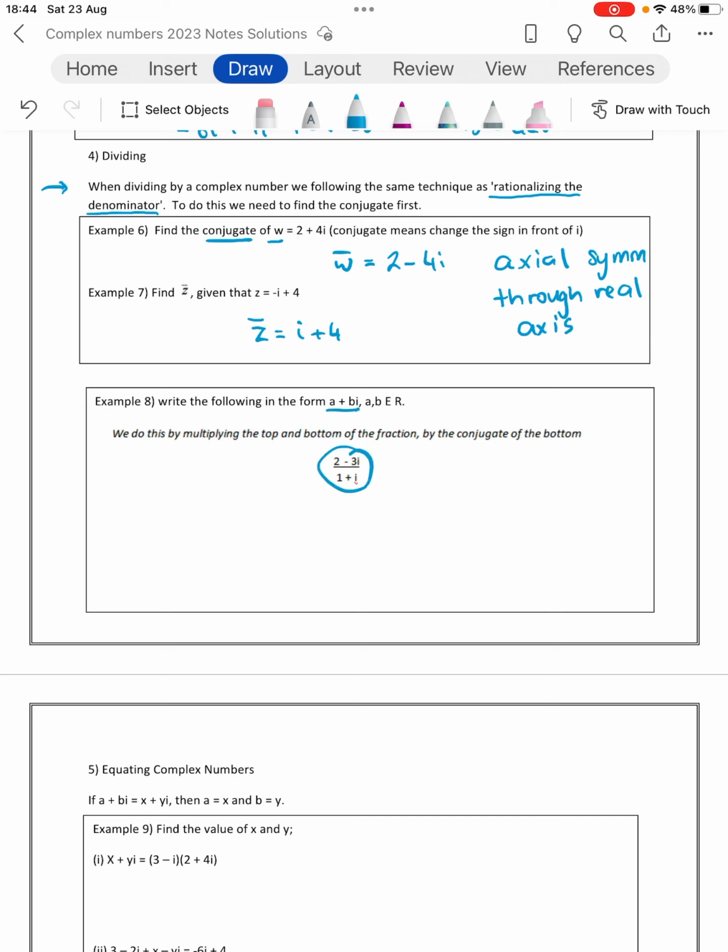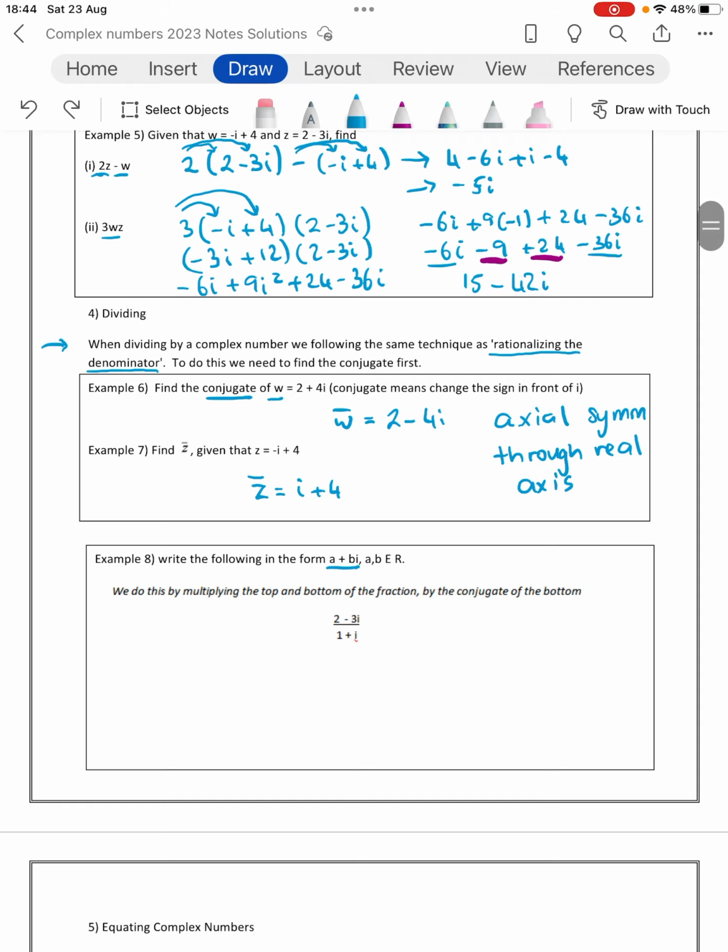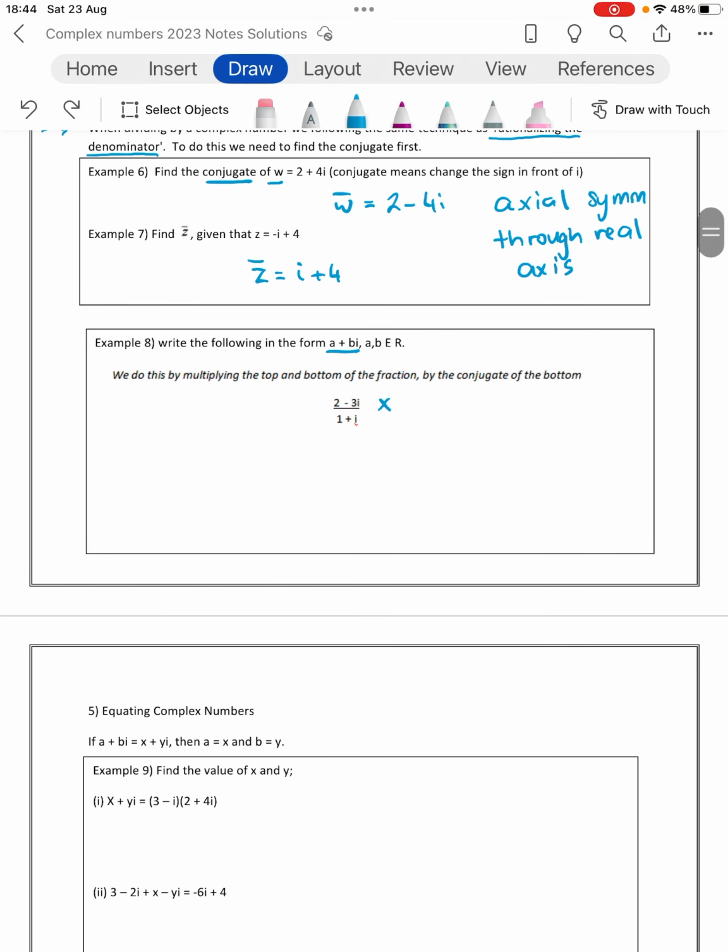As you can see, fractions are fine. The problem is that I can't have an imaginary on the bottom. The real issue here is this imaginary i value, so what we need to do is get rid of that. To get rid of that, we multiply by the conjugate of it. This is what I want to get rid of, so it's the conjugate of that. The conjugate of the bottom is going to be 1 minus i. So I'm going to multiply by 1 minus i.